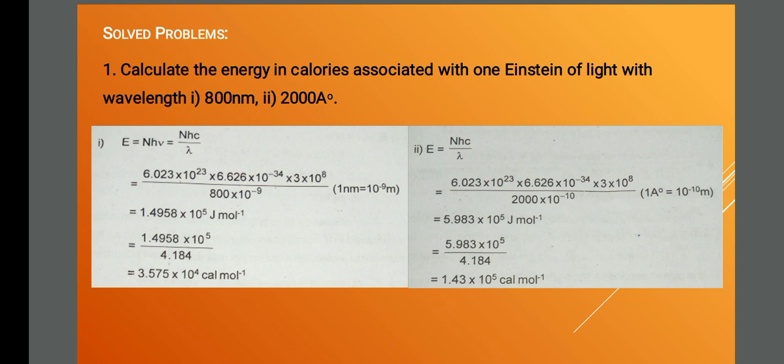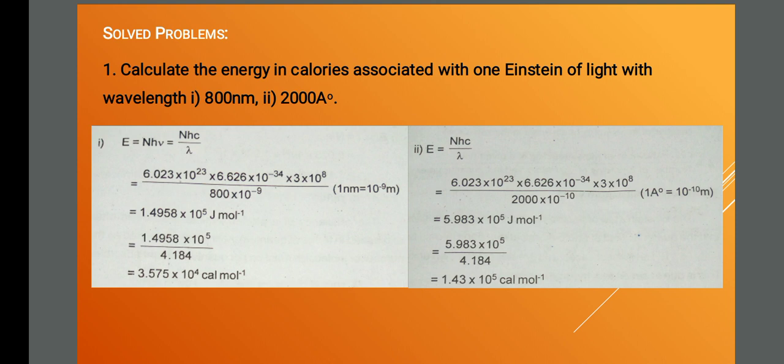The first part is given as 800 nanometer. We have to calculate the energy for a wavelength of 800 nanometers. 1 nanometer is equal to 10 to the power of minus 9 meters, so we substitute the value as 800 into 10 to the power of minus 9. We get the final answer as 3.575 into 10 to the power of 4 calories per mole. So this is the answer for the first problem. You can cross check it. Okay, I'll go with the second part.